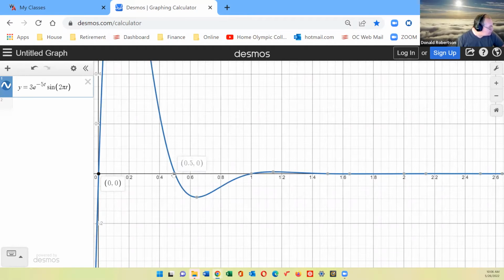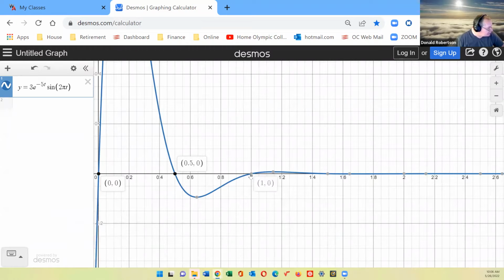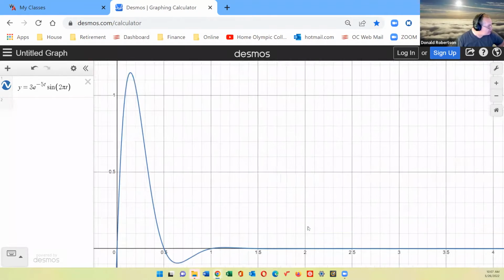And if I go to here, can you see that it's equal to 0 at 0.5? And if I go to here, do you see it's equal to 0 at 1? And if I go here, do you see it's equal to 0 at 1.5? And when you look at the answers, which I'm now going to show you, it kind of makes sense, right? They're kind of symmetric.